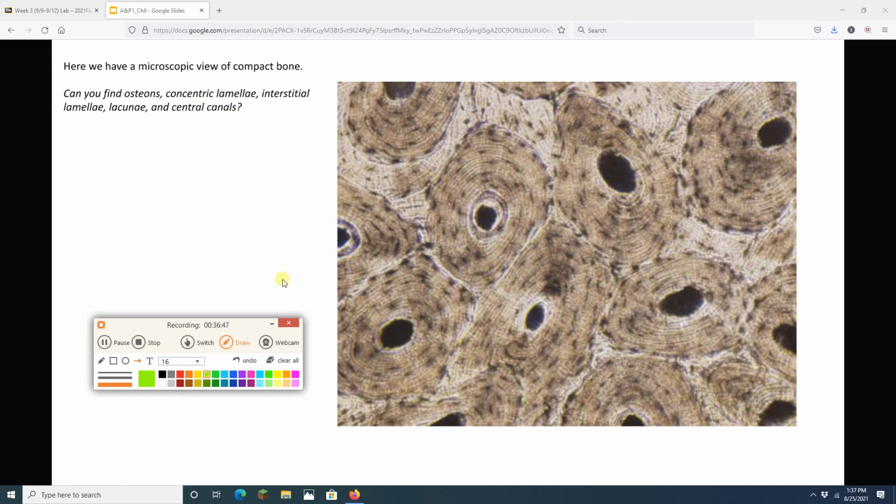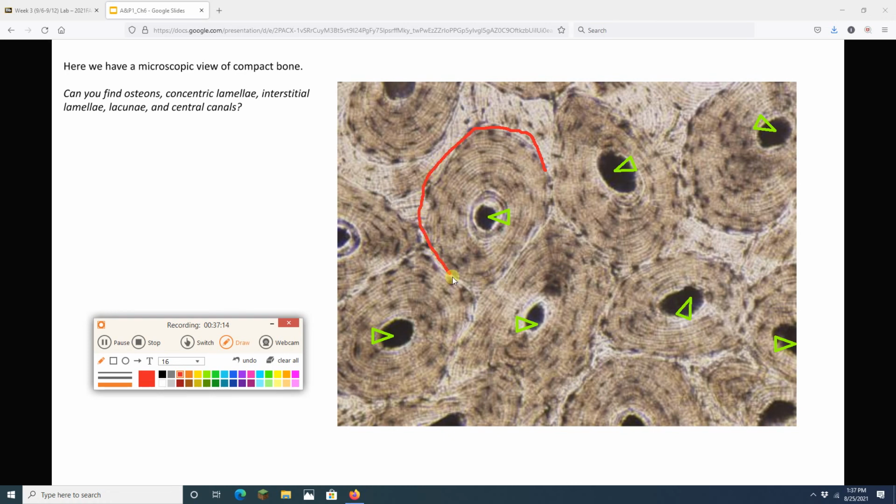Can you see a bunch of central canals? I see a lot of central canals. I just put a green arrow on one right there. That is a central canal. Here's another one. Another one. These are all central canals. Now, if I found a central canal, what's a central canal at the center of? The central canal is at the center of an osteon.